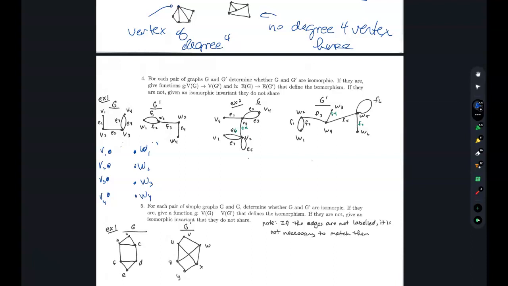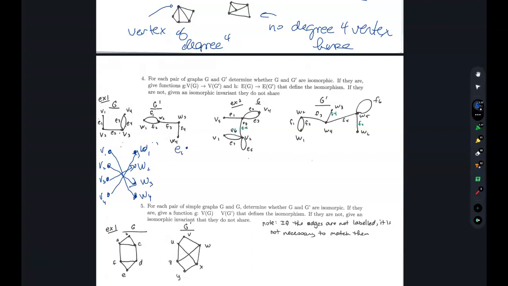So let's just start with these. V1 is a vertex of degree 1, so that's got to be W4. V2 is a vertex of degree 2, so that's got to go to W3. V3 has degree 3, so that's got to go to W2. And V4 has got to go to W1. Okay, so we've got the vertices. Next we work on the edges.